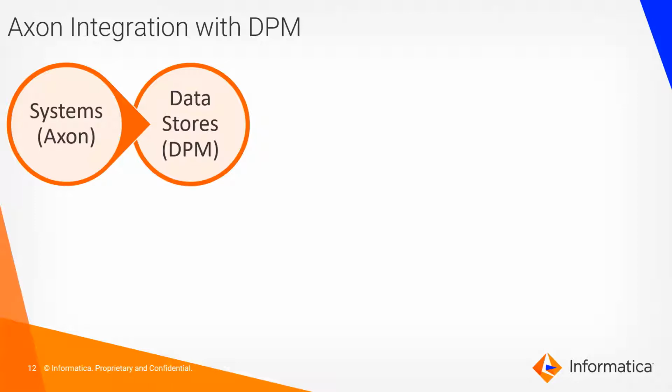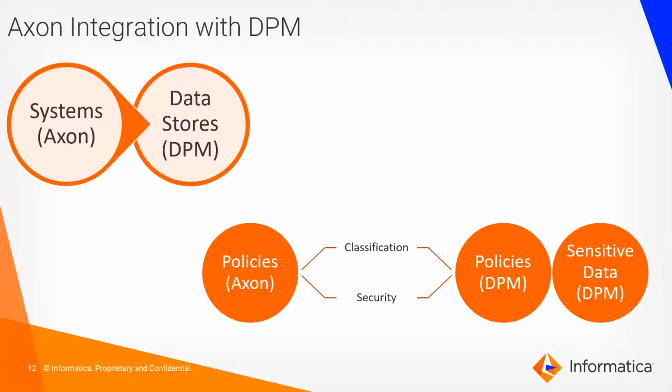Going forward, probably in the coming days, you might be seeing the same term used for data stores, that is resources. Okay, this is the first integration, and the second touch point or integration is a very important one. This is setting up the policies or the regulations on the Axon side to the policies on the DPM side, and in that way the sensitive data that is discovered as part of these policies will now be visible or synchronized with the governance policies on the Axon side.